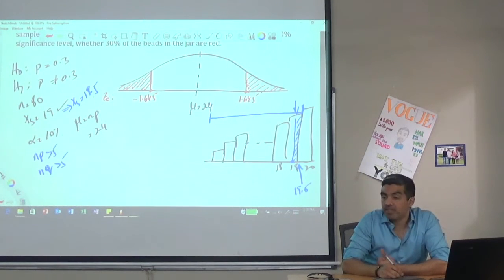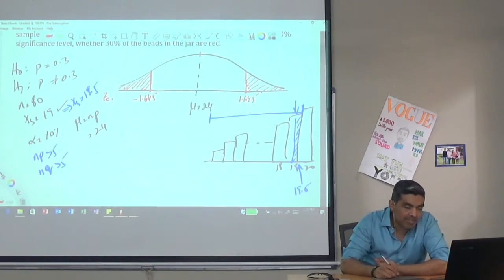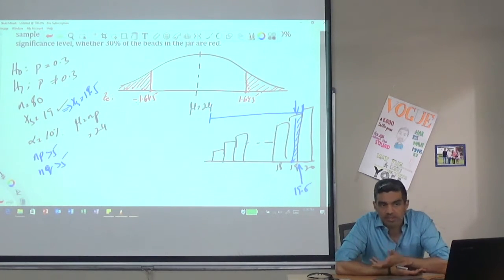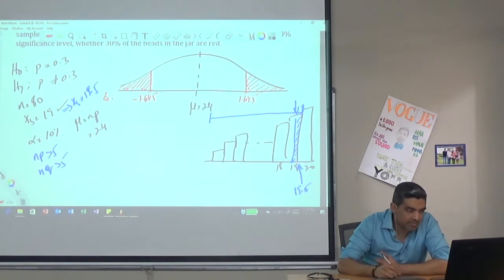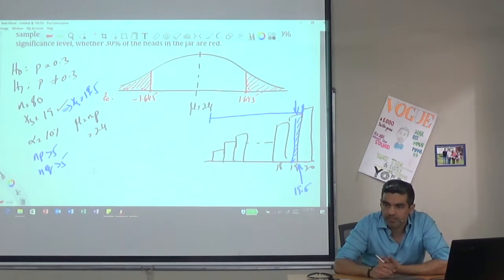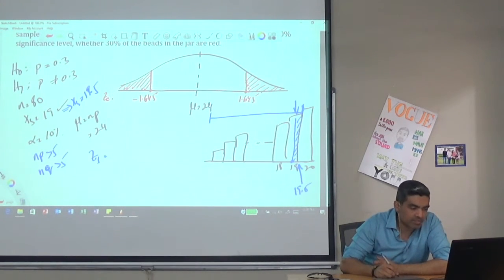Now, either you convert the 19.5 to the Z statistic or you convert this Z critical to the X critical, that's your call. I just want to convert the X statistic to the Z statistic. I'll do that. So, Z statistic would be X minus mu upon sigma. X is 19.5, mu is 24.